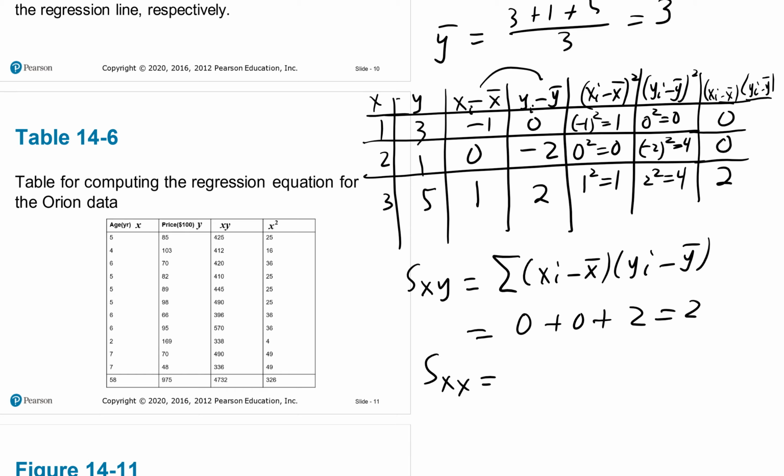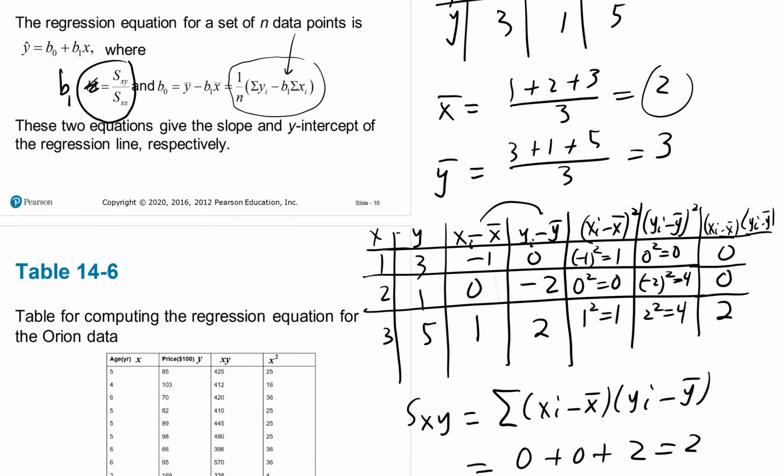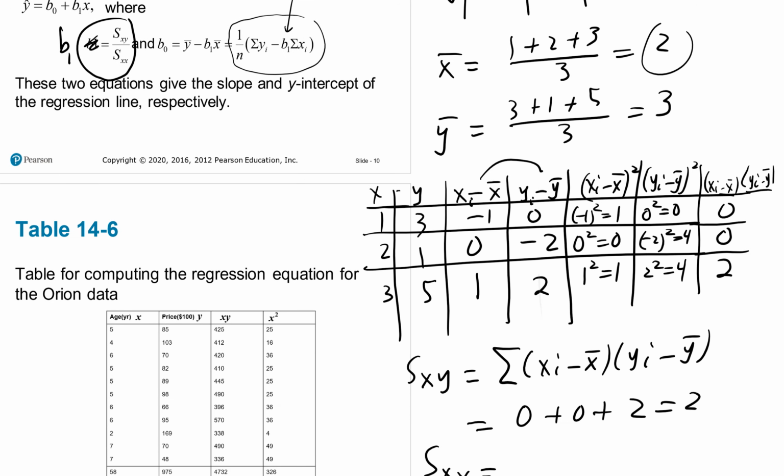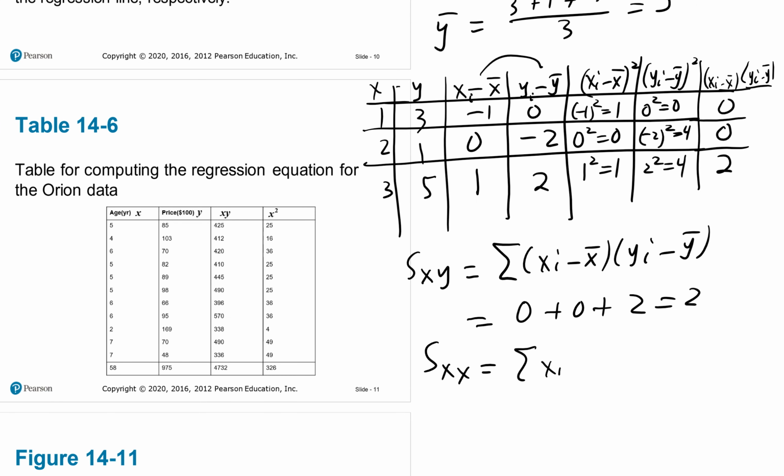And Sxx, what is that going to be? So based on the formula, Sxx is the sum of the squares. Sum of the xi minus x bar squared, which is 1 plus 0 plus 1, which is 2.